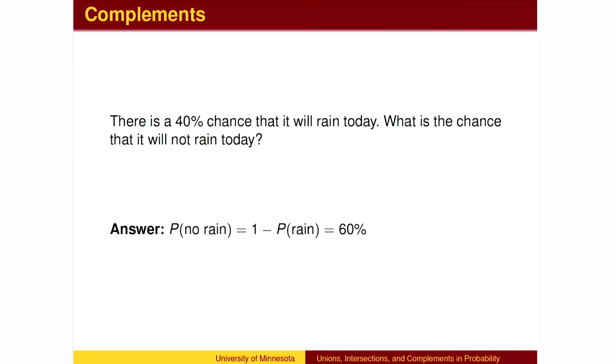The last word we need to understand is not. We simply need to find the portion that is excluded. If there's a 40% chance of rain today, the remainder, 60% of the time, it won't rain.